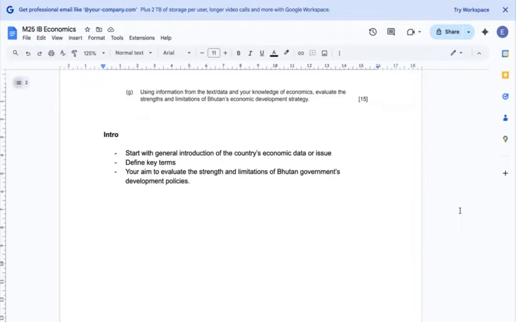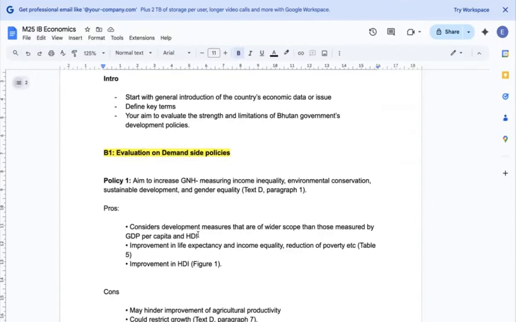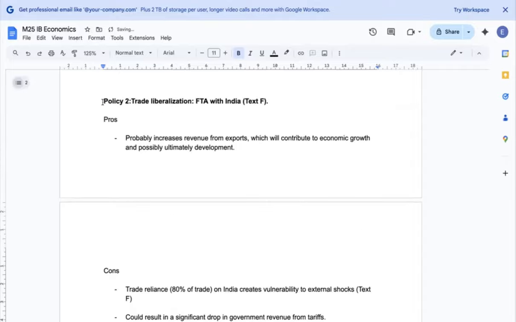So for the body, one way to categorize multiple policies mentioned would be according to the characteristics of each policy. So I first made evaluation on demand-side policies. First policy mentioned is the government's aim to increase GNH, which is the index to measure income inequality, environmental conservation, sustainable development, etc. So I found some pros and cons of this policy, definitely referring to the given text and data.